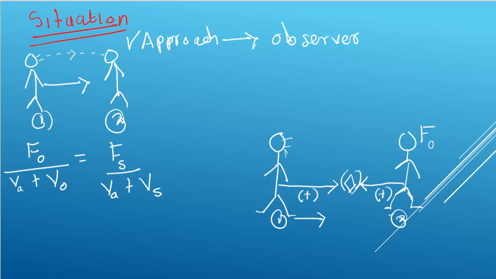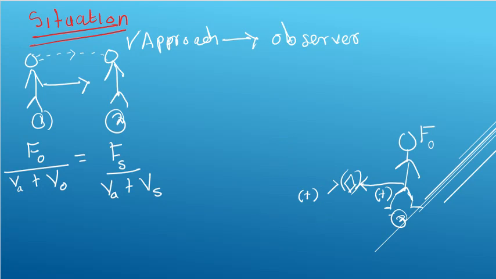This formula is going to work every time you have an object approaching a particular object, and that object 1 must be producing the sound. It must be the source of the frequency of sound to person 2, and person 2 must be the observer of that sound. So that's the concept that we're using here. It's very simple. Now let's talk about situation 2.